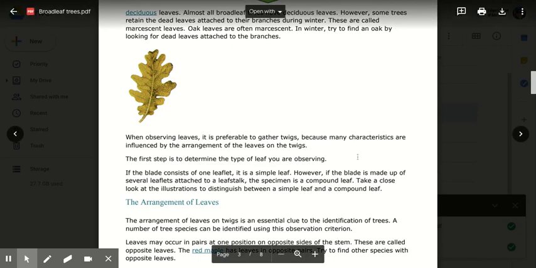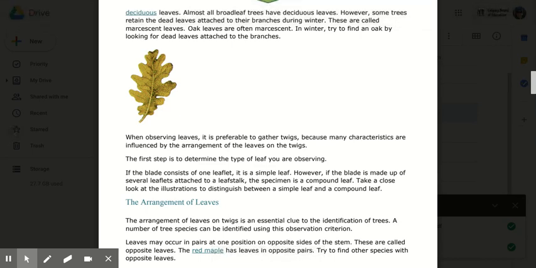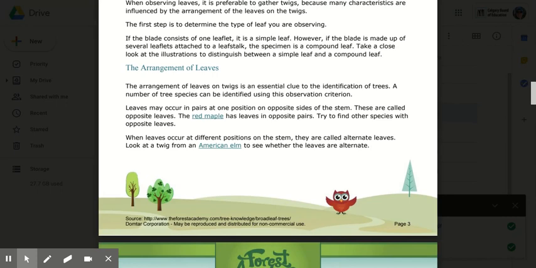So when you're observing leaves, you should gather a twig, not just a single leaf, because many characteristics are influenced by the arrangement of the leaves. And you notice on the junior biologist, it says that word arrangement, right? So you do want to consider this. The arrangement of leaves on twigs is an essential clue to the identification of trees. A number of tree species can be identified using this observation criterion. Leaves may occur in pairs at one position on opposite sides of the stem. Remember I showed a picture on the announcements one day of the opposite and the alternating. So opposite, the leaves are right opposite each other.